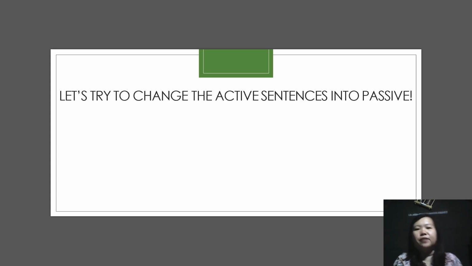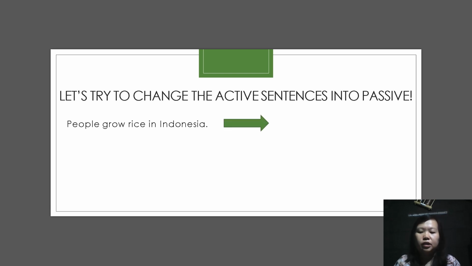Now, after you have understood those four important things about passive, let's try to change the active sentences into passive. First, people grow rice in Indonesia. If you change it into passive, it becomes rice is grown in Indonesia. We do not need to mention the by phrase there because without mentioning the by phrase, or by people, it's already clear and the sentence has a complete meaning.